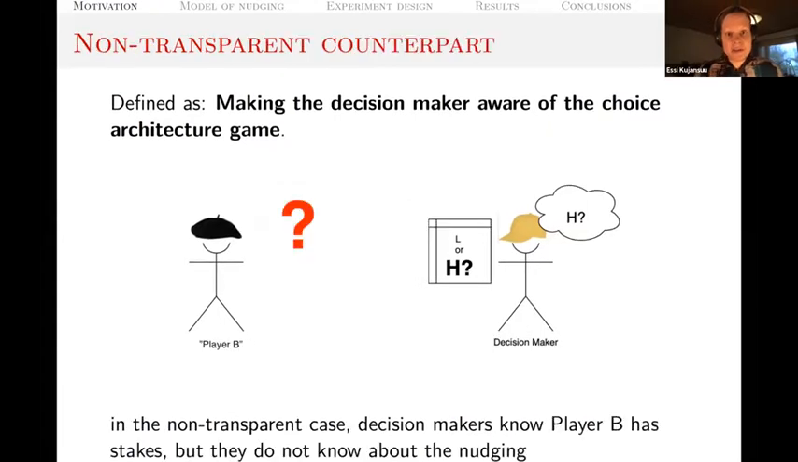What is the non-transparent counterpart? Because we want to control for things like other-regarding preferences, we tell them of the existence of a player B, and we tell them that this player B is interested in their decision, in that they have stakes, but we don't tell them anything about the choice architecture game. So we are not being transparent about the relationship between these 2 participants.